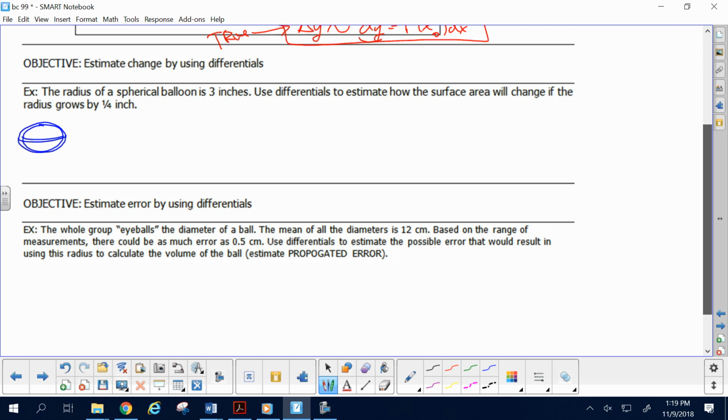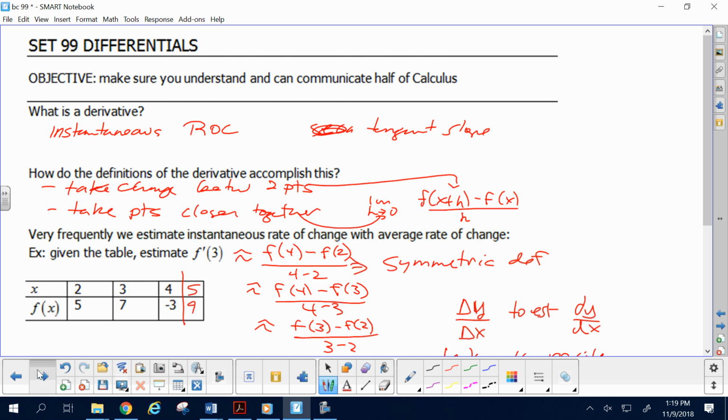All right, so here's the idea. How much the surface area will change, that is the true change in area. Now I'm going to estimate that with the differential for area. How much the area changes by depends on two things: the rate of change, or the relationship of change between the area and the radius, and how much I change the radius by.